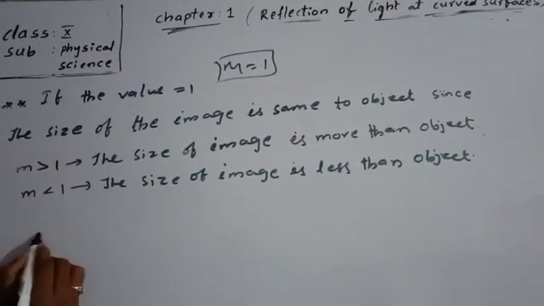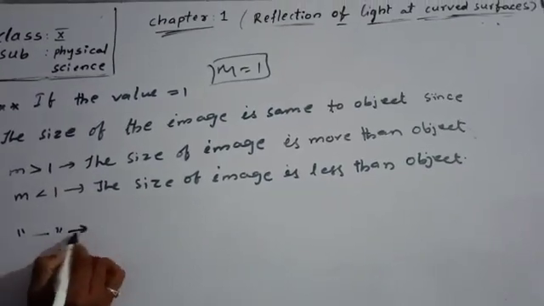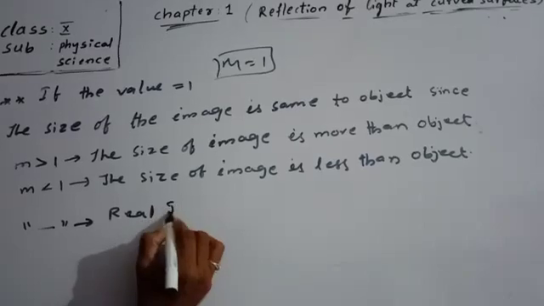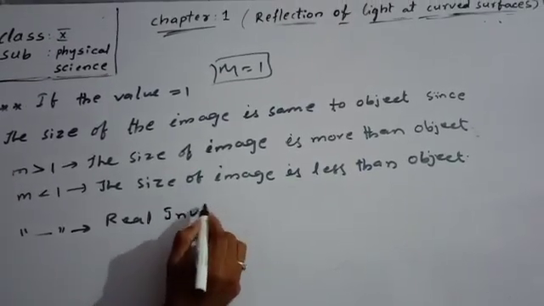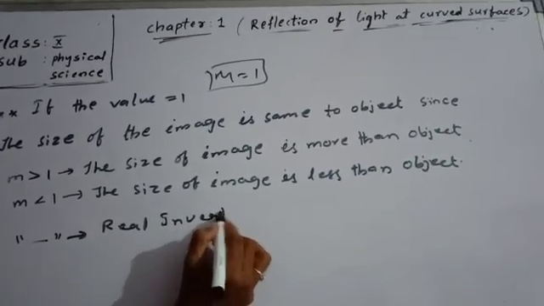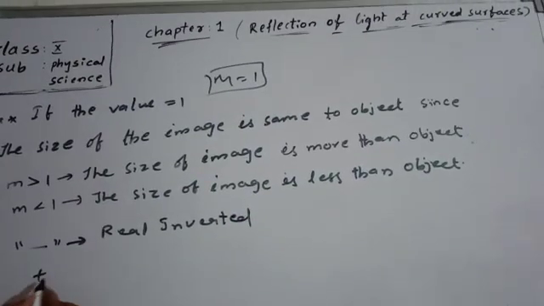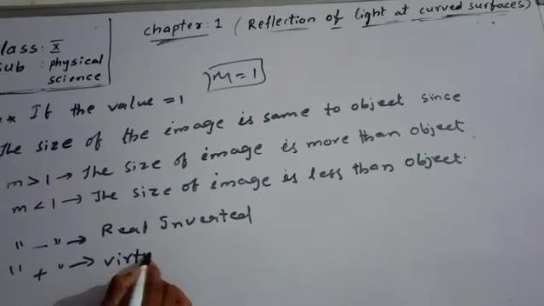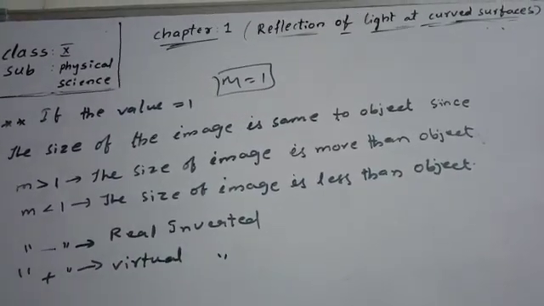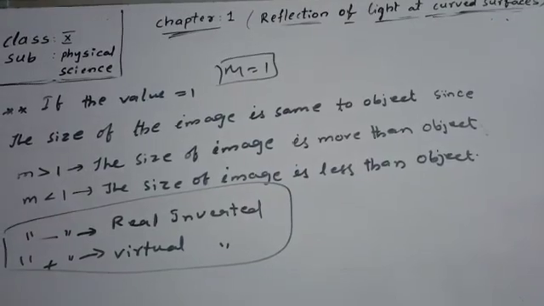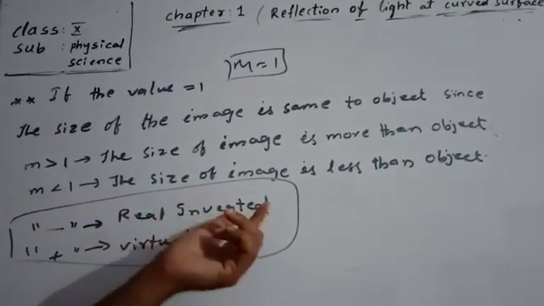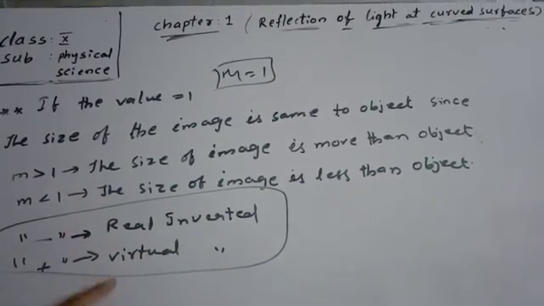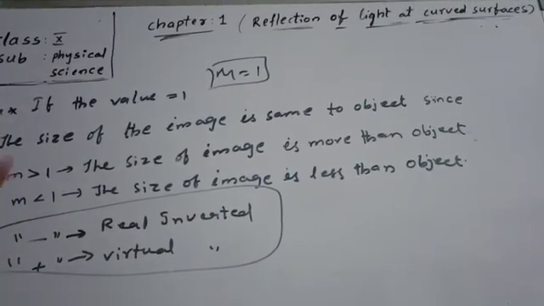And the sign, what is this sign representing? Negative representing real image, real inverted. Remember, very important point. Plus representing virtual inverted. Very important this part. How to remember in objective also: negative is real inverted, positive is virtual inverted. These 2 points, how to remember. Okay, right.